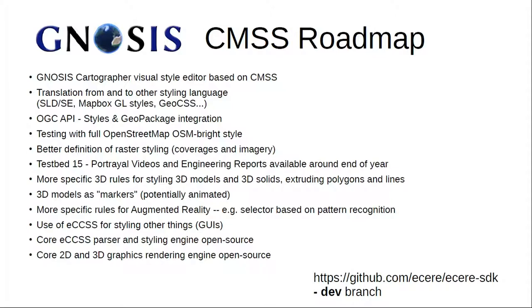And other things that we have on the roadmap is styling more specific to 3D, like rules, for example, for styling 3D models and 3D solids, and doing extrusion of polygons and lines to display them in 3D. And you could even have markers, which are animated 3D models, for example. We also would do some projects with augmented reality. So you could have selectors, which are based on pattern recognition to apply certain styles. So that, I think, would be very interesting.